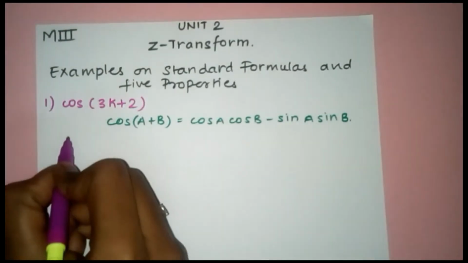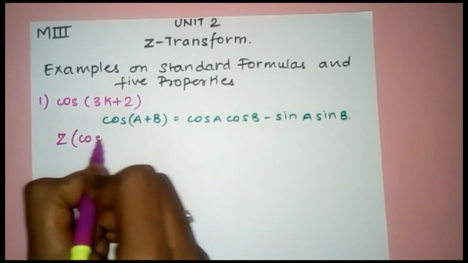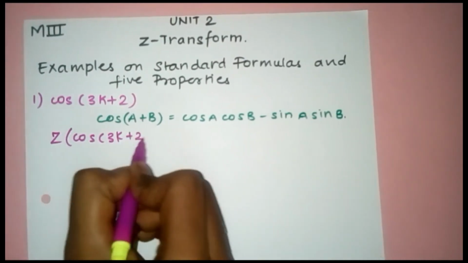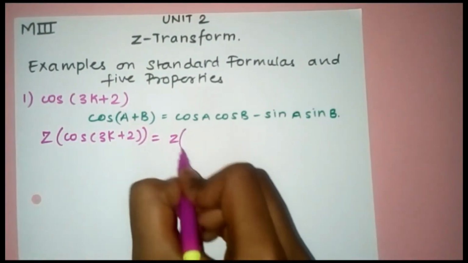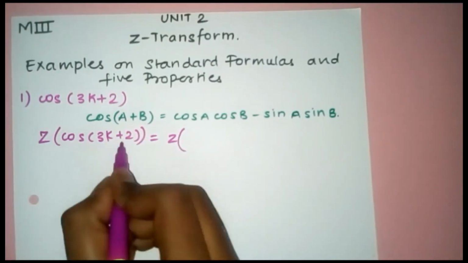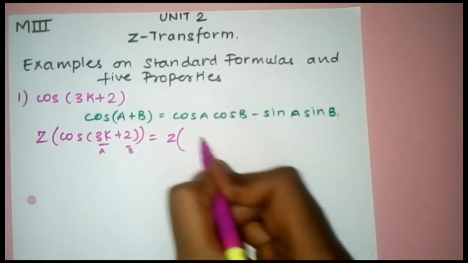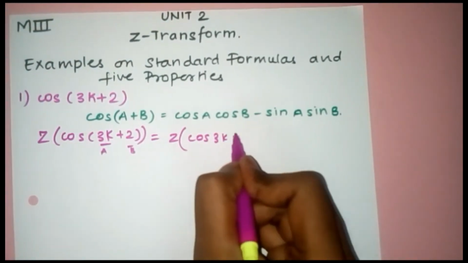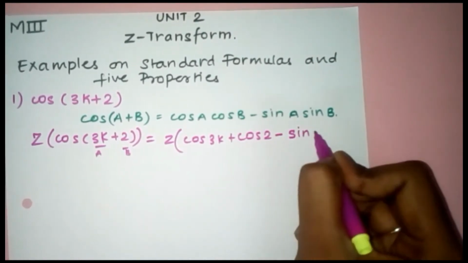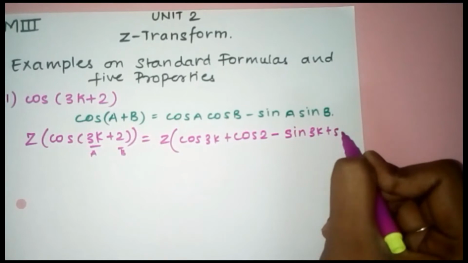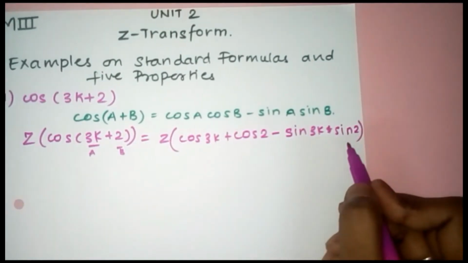Now what we have to do is take the Z transform of cos(3k+2). So the Z transform will be, we will put this formula, cos(a+b) is cos a cos b minus sin a sin b. Now this is a and this is b. So it is cos 3k cos 2 minus sin 3k sin 2. So now we can remove the Z transform of this.